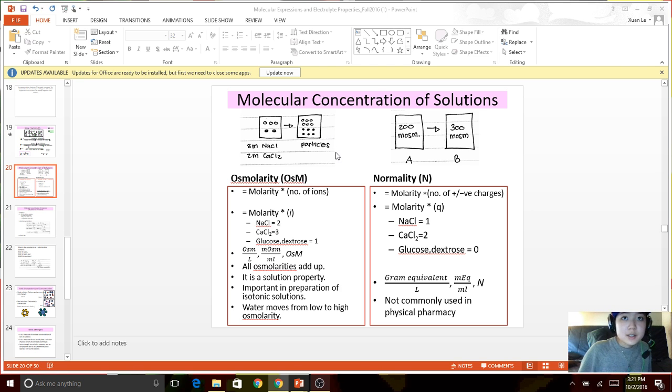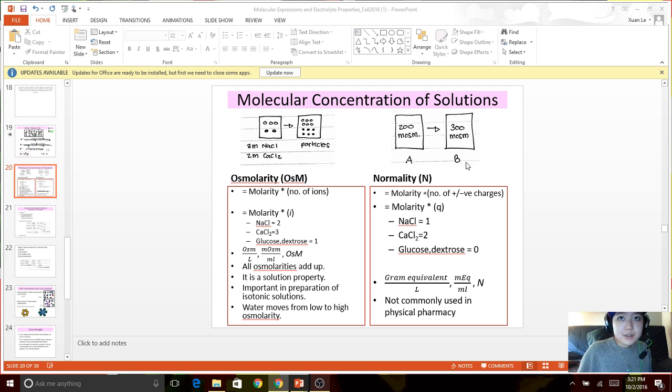Because all osmolarities add up, they are really important in the preparation of isotonic solutions. Okay, next. Water moves from low to high osmolarity. So right here, if we had a compartment with 200 milliosmoles and another compartment with 300 milliosmoles, water is going to flow from A to B because water moves from low to high osmolarity.